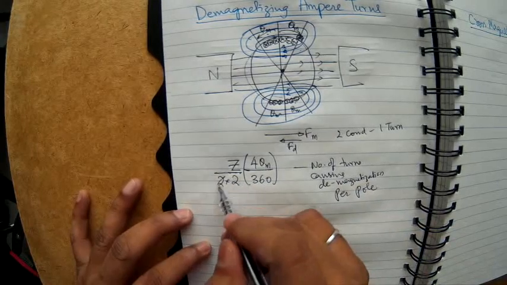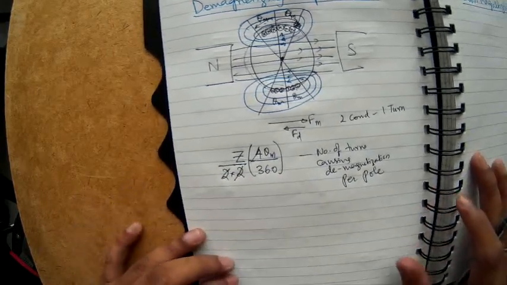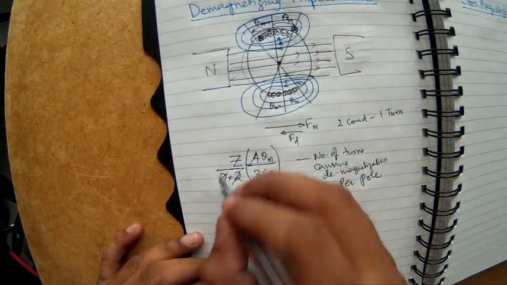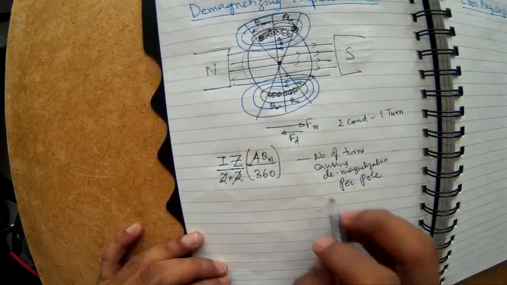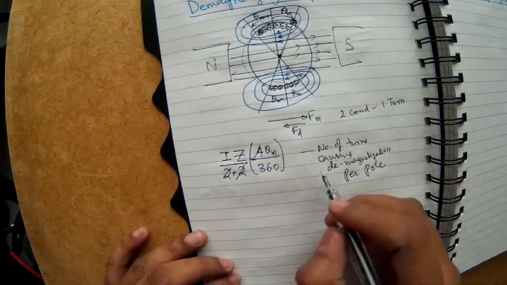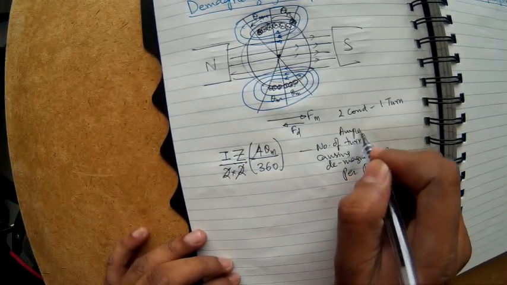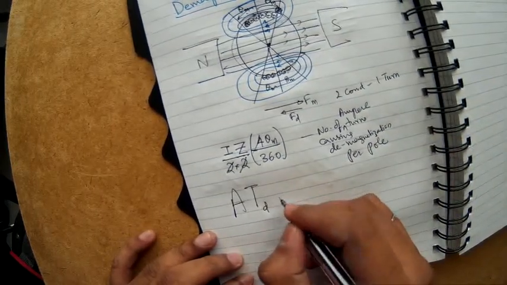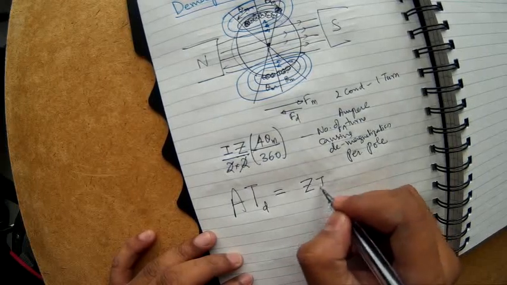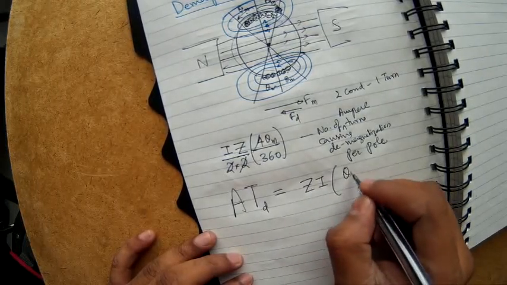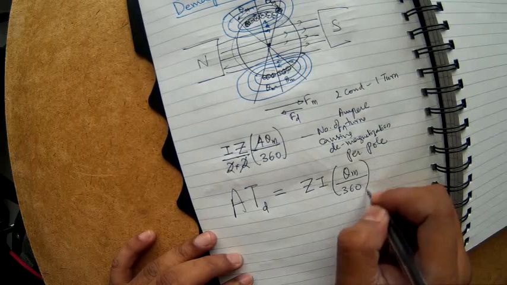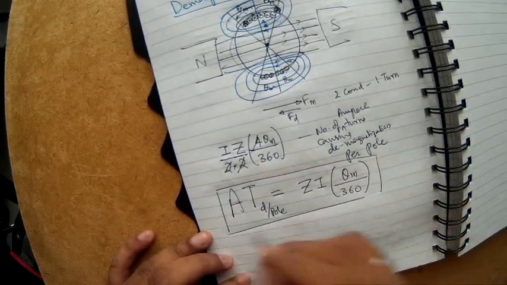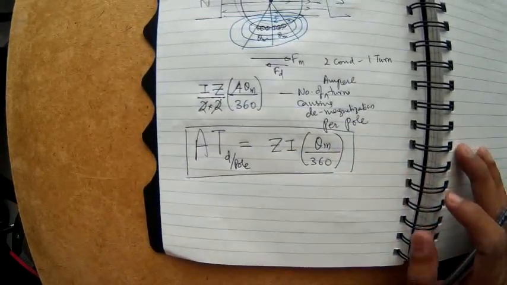So this is the formula. This 2, 2 and 4 will cancel out each other. Then let's say the current carried by each conductor is I amperes. If I multiply this by I, I get the final figure, the number of ampere turns. The symbol is AT subscript D. This is Z I theta m by 360, per pole.